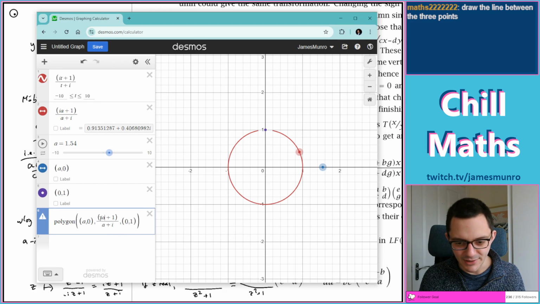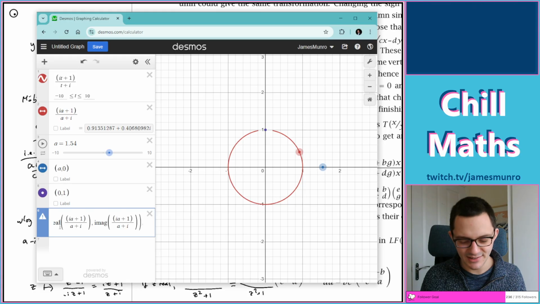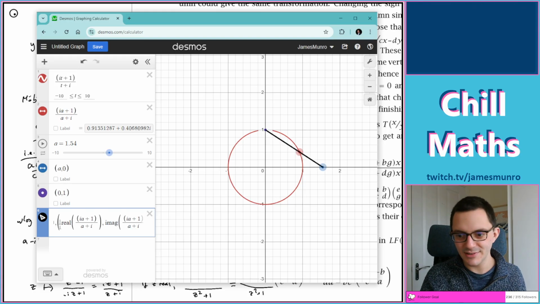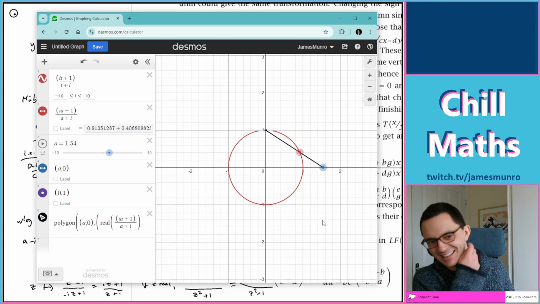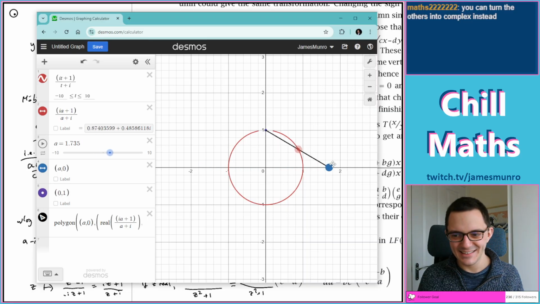Ah, bother, okay, fine. I will calculate the real and imaginary parts of this thing. Oh, you're going to make me wrap this in another round of brackets, aren't you? Desmos. There you go, that's the line. But I can move a and I get this red point. And there you go, projection. That's actually quite fun.